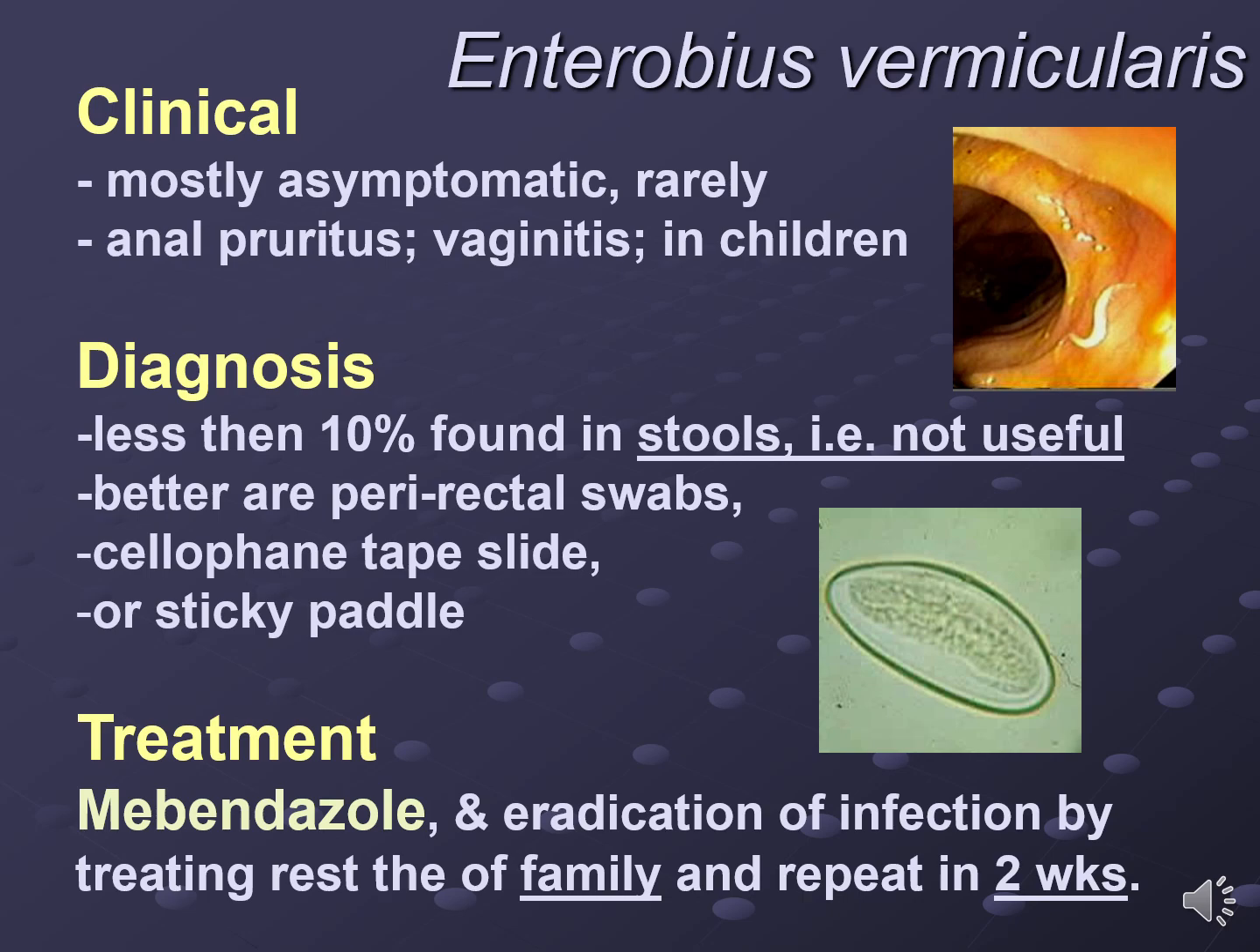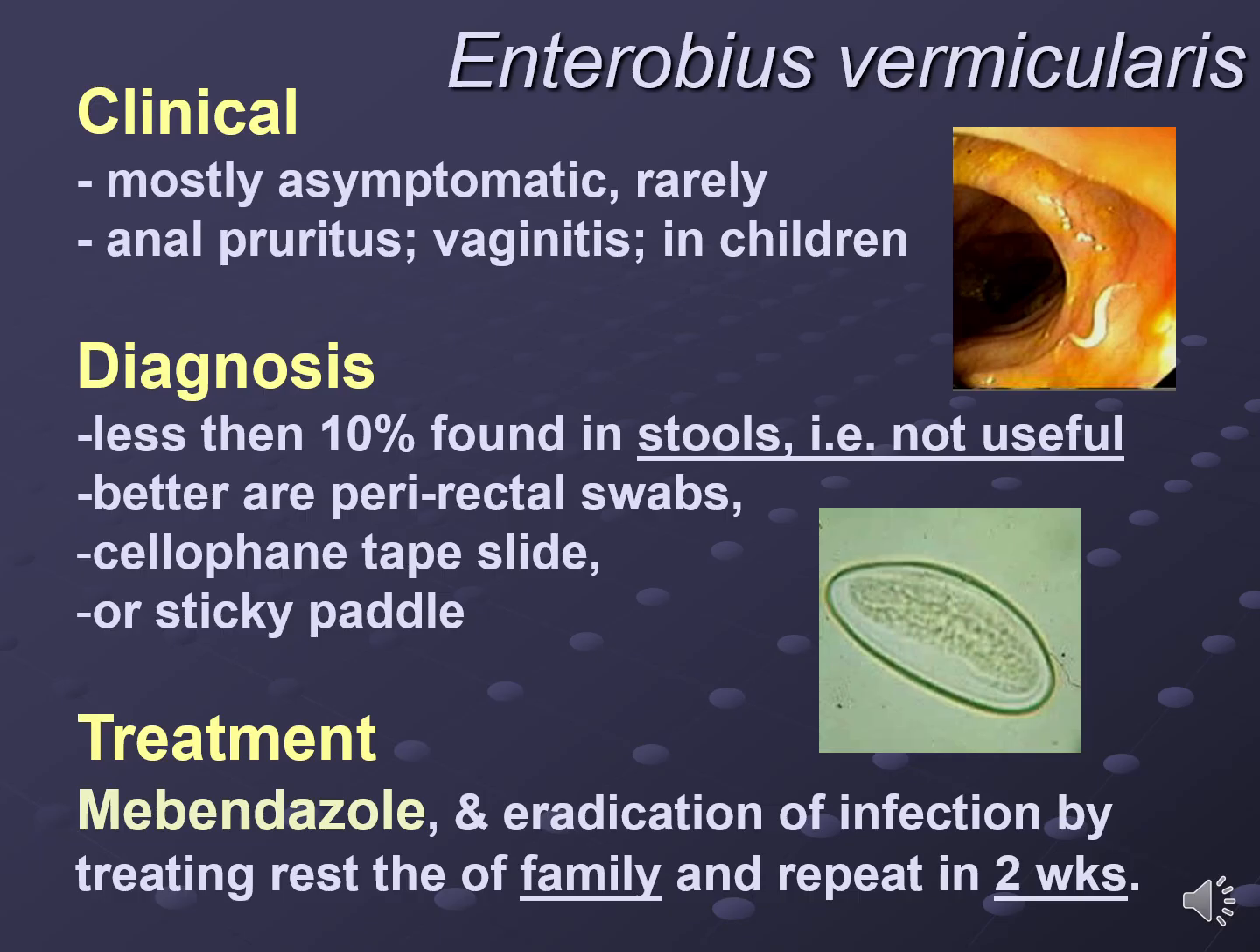perianal area. Okay, hence we can look for them and we can find them by perirectal swabs or a cellophane tape slide or a sticky paddle. The simplest of these would be to take a scotch tape, stick it to the perianal area and mount it on a glass slide and look for the characteristic eggs like you see here under the microscope. And you can see them. It's elongated, more flattened on one side, transparent, and a very small egg. Now the size can be measured easily under the microscope.